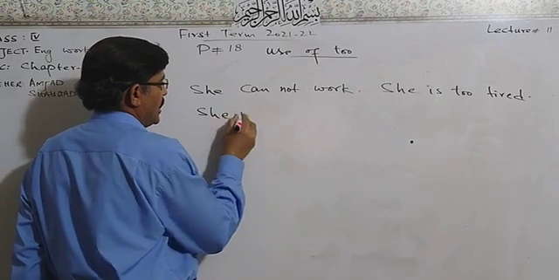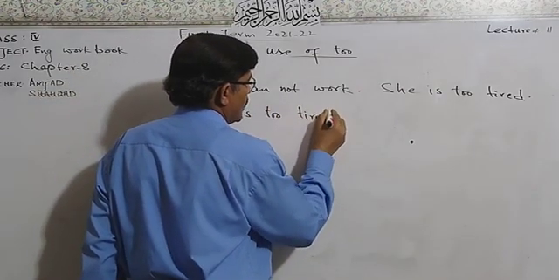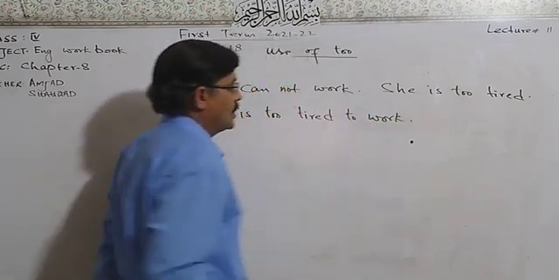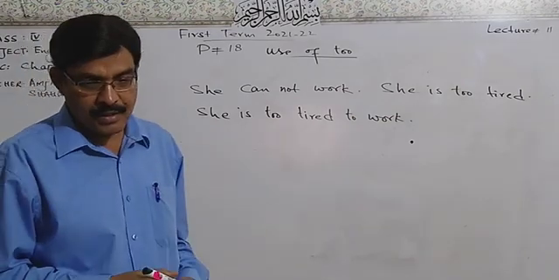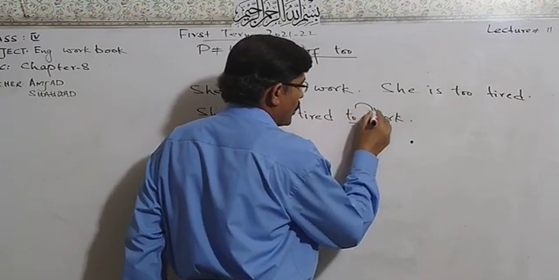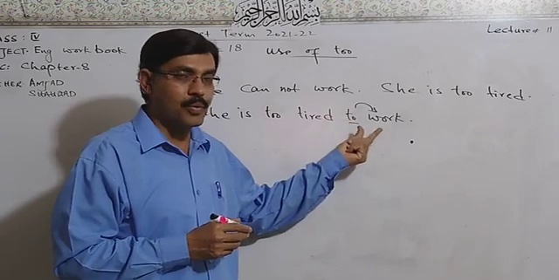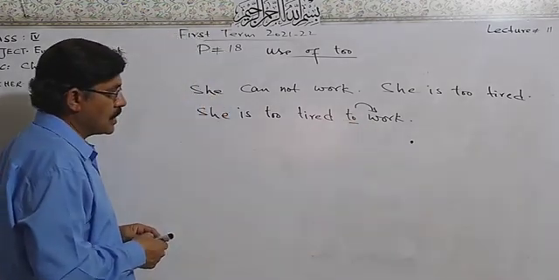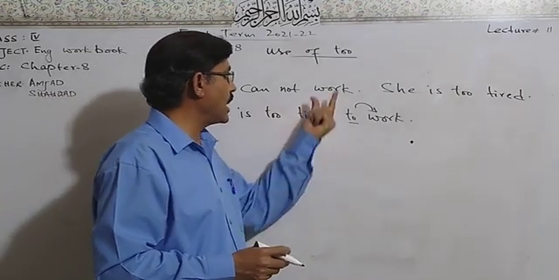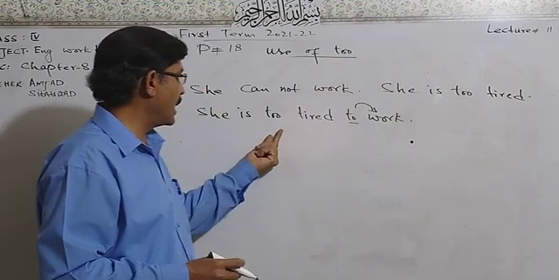She is too tired to work. "To" for this verb. Okay? She is too tired, too tired to work. I hope you understood this one. Okay, these are two sentences. We join them into one with the help of "too". We make it one sentence with the help of "too".